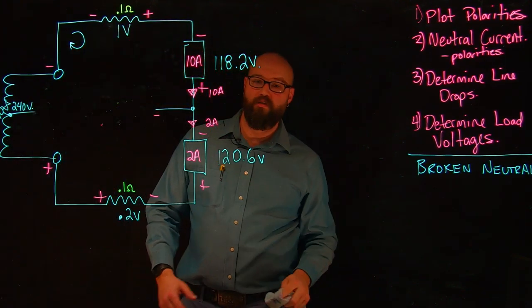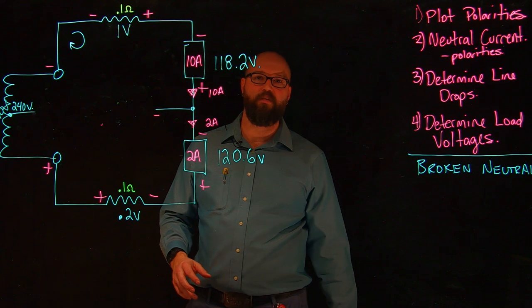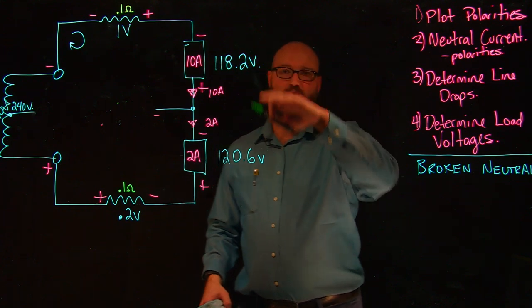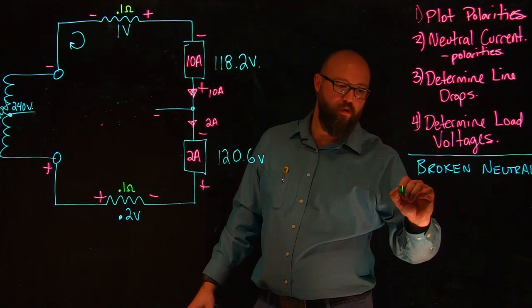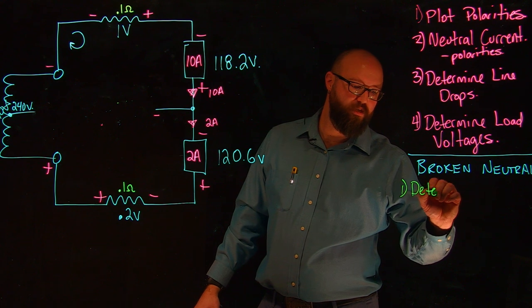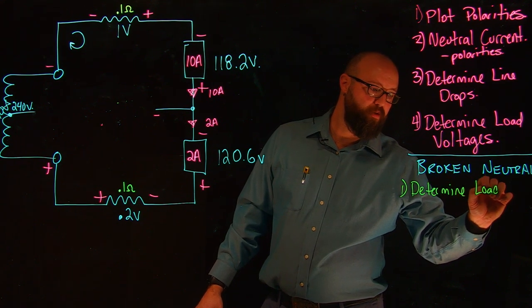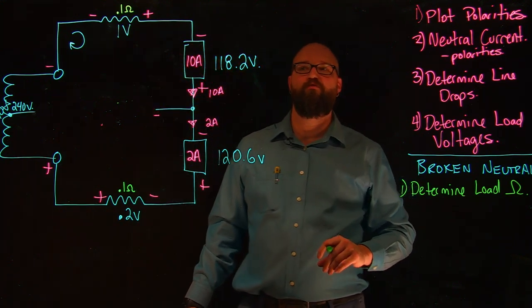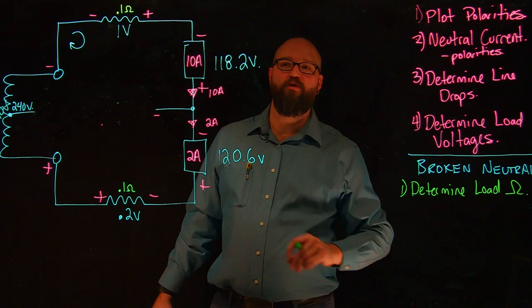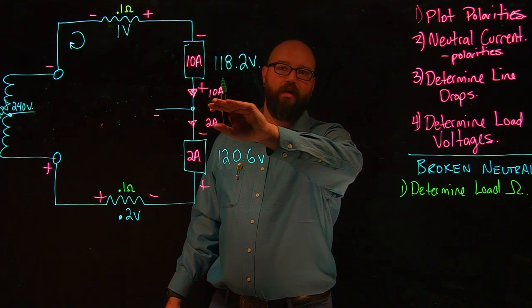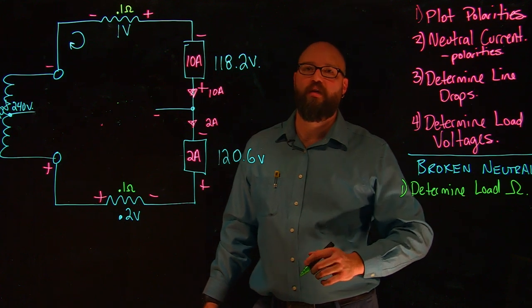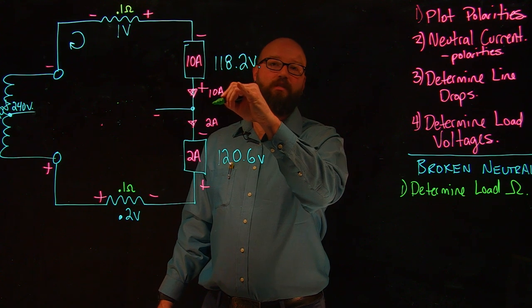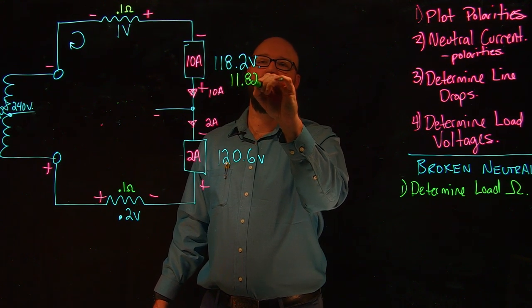And what else disappears? Actually, before we do that, sorry, one of the last things we need to do before we move to a broken neutral is determine what the values of resistance are of each of these loads. So, step one, determine load resistance. And we can do that because based off the previous circuit with the neutral connected, I have 118.2 volts at this load and 10 amps flowing because of it, which means if I apply Ohm's law, I have 118.2 divided by 10 amps gives me an actual physical resistance on this load of 11.82 ohms.